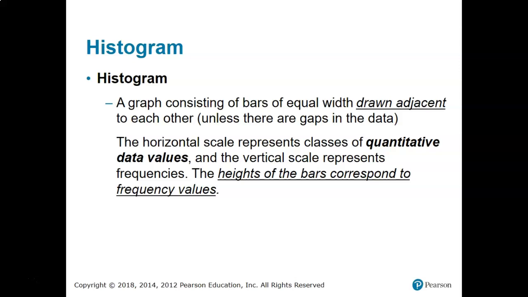Another characteristic of a histogram is that the horizontal scale, or your x-axis, is going to represent quantitative data values, and this is in contrast to a bar graph. A bar graph's x-axis, or horizontal scale, can represent categorical or qualitative data values or quantitative. So the histogram is going to be the quantitative data values. Your vertical scale is typically going to be represented by the frequency or a relative frequency, one or the other. Okay, so the heights of the bars are going to correspond to your frequency values in most cases.